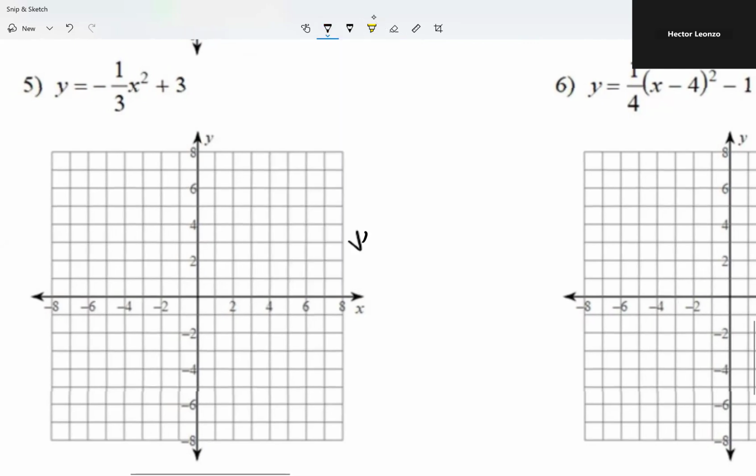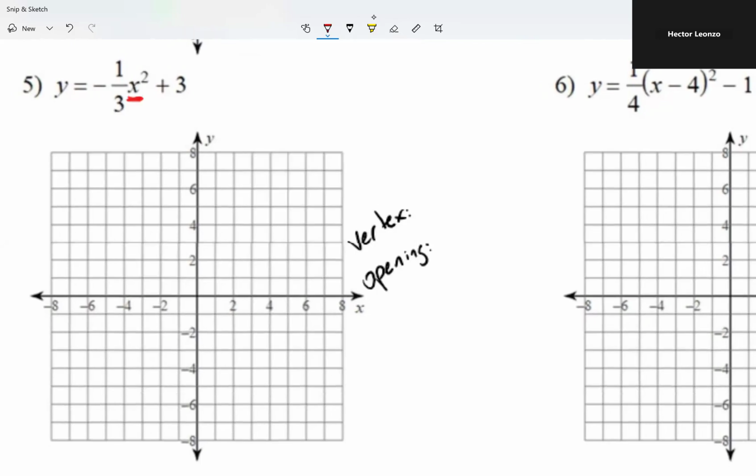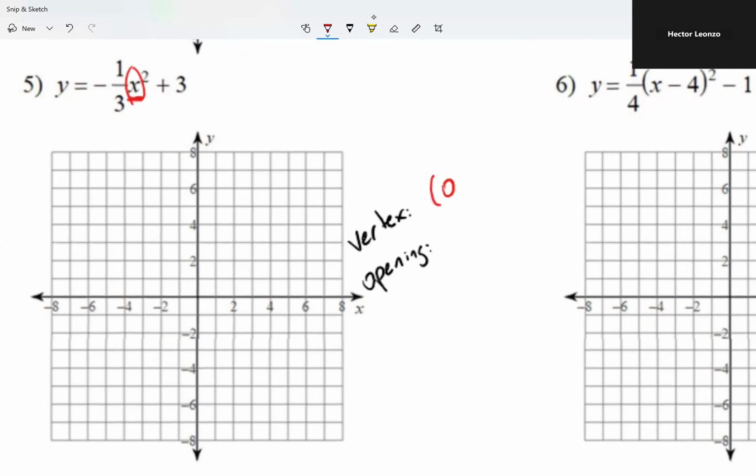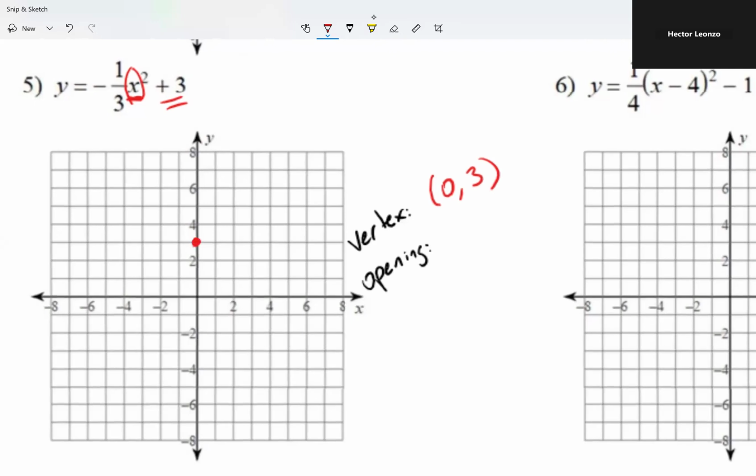I'm working on the vertex and opening. Okay, inside the parentheses, I see nothing, right? Technically this is the parentheses here because it's everything to the squared. So my x value is 0 because I don't see an x value there. My y value is here, so my y value is 3. So my vertex, I have a good idea, it's about there.